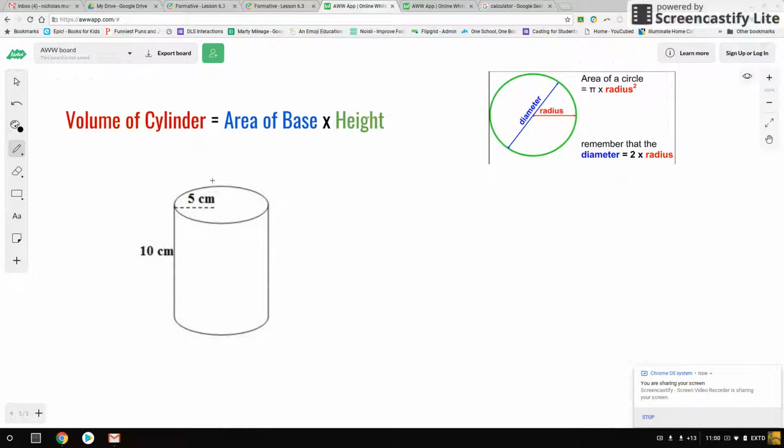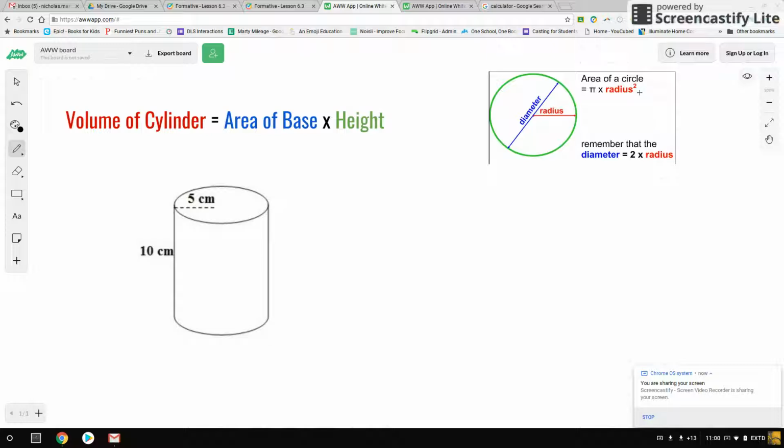We have the area of the base. We have to find the area of one of the two bases, either the top or the bottom, and then we multiply that by the height. That's the simple way we have to use with a cylinder. The tricky part is that our base is a circle, so we have to know the second formula about how to find the area of a circle, which is pi, or 3.14, times radius squared.